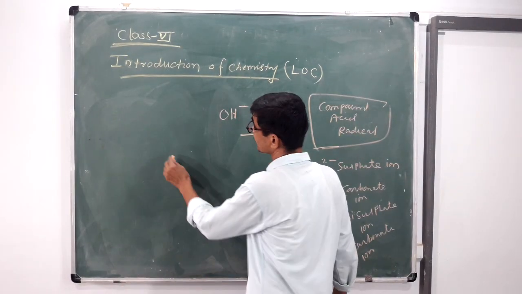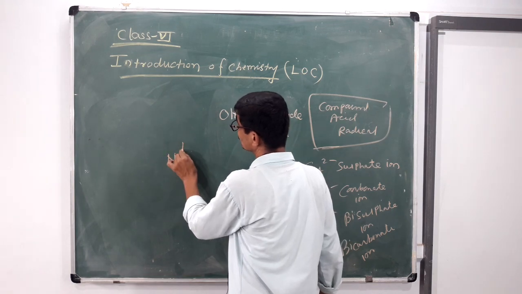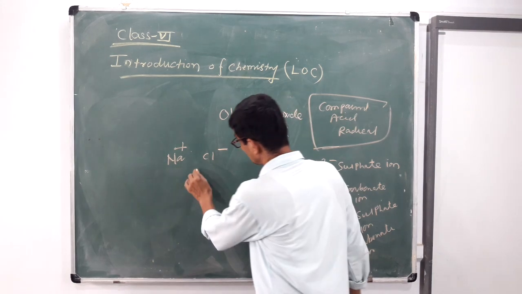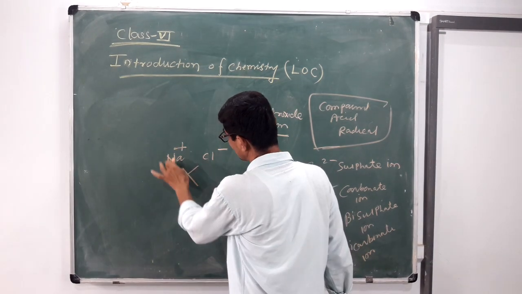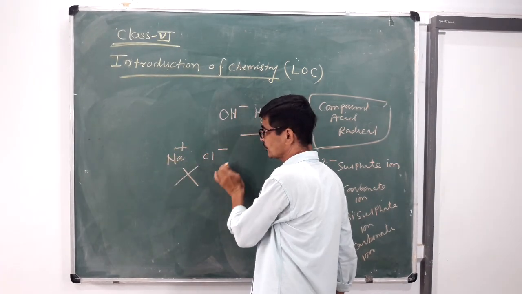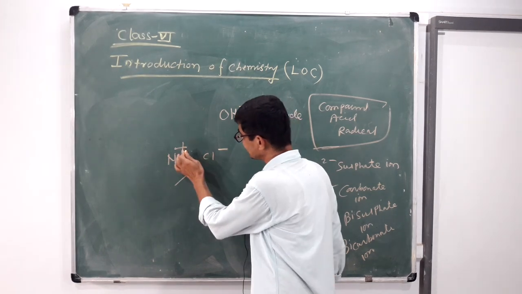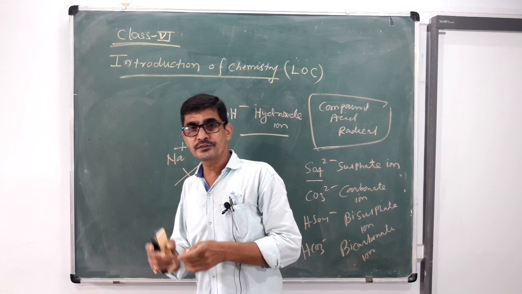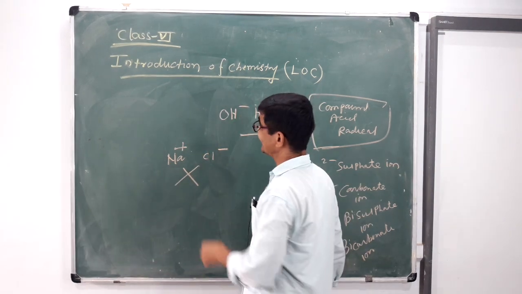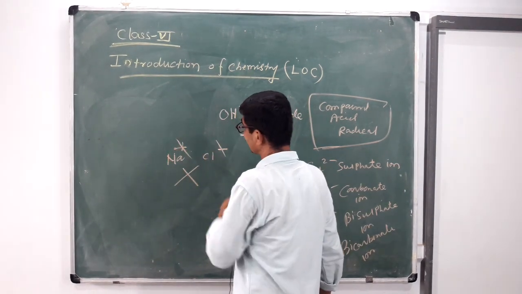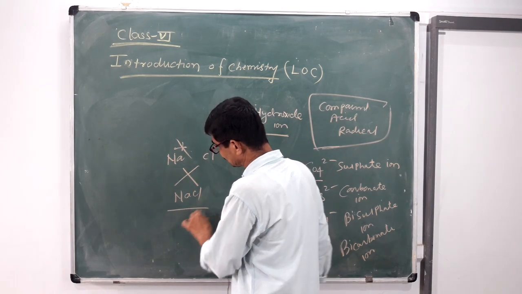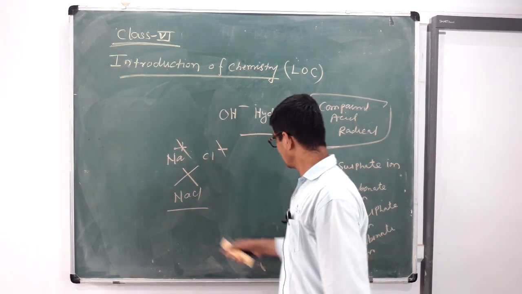For example, Na plus is called sodium ion and Cl minus is called chloride ion. So in this case, sodium has one positive charge and chloride ion has one negative charge. Charges are opposite but equal in number. If charges are opposite and equal in number, then both cancel each other and form the formula NaCl. This is called sodium chloride.